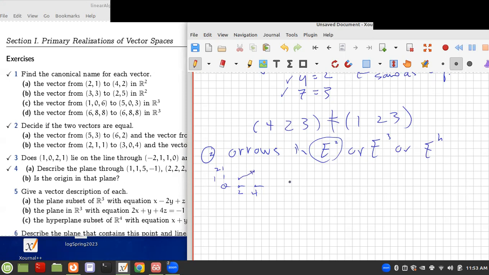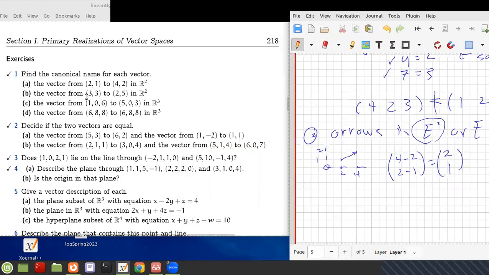Well, what's the canonical name? Well, the canonical name is going to be the tip, which is 4 minus 2 and 2 minus 1, equals (2, 1). So the canonical name of this is (2, 1). If you think of it, it's the horizontal run as the x component and the vertical rise as the y component, no matter where it is. Okay. Then look at the second. So you can probably figure that out, right? That's not too hard.